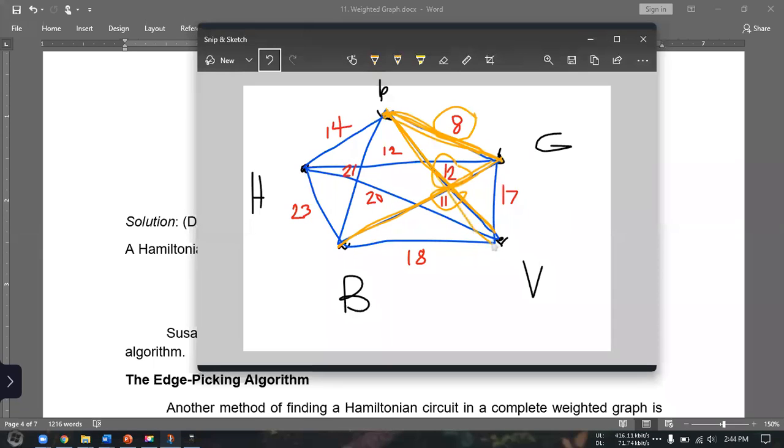Then our reference vertices will be the bank and the video rental. There's only one vertex that we must visit, and that would be the home. So we have to use this, connect it, and then to complete the circuit, we have to use this edge. And that's it. This is now your Hamiltonian circuit using the edge picking algorithm.